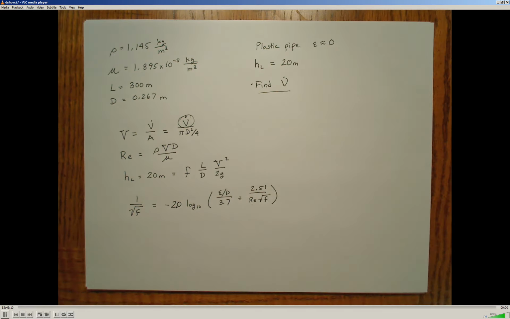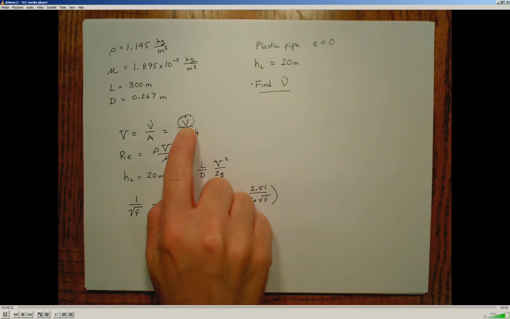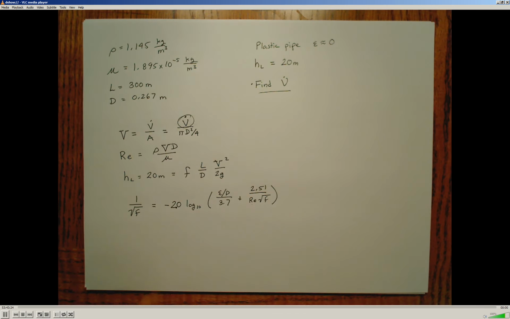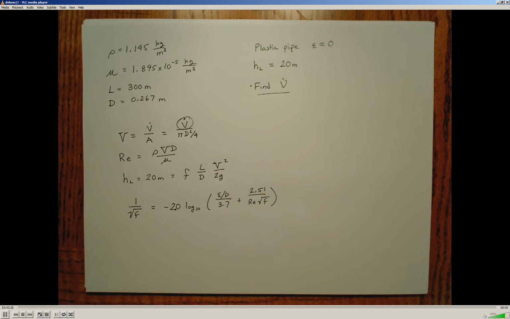So again, we have a system of equations where we're going to have to use a guess and check method to come up with an iteration process to guess what this value is that's going to satisfy all of these other equations, both the Colebrook equation as well as our head loss equation.